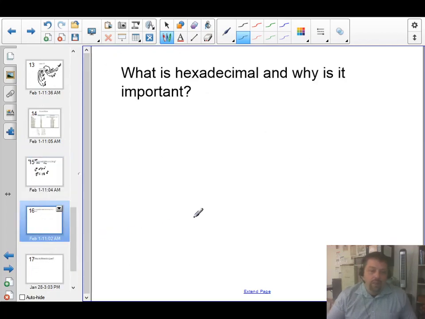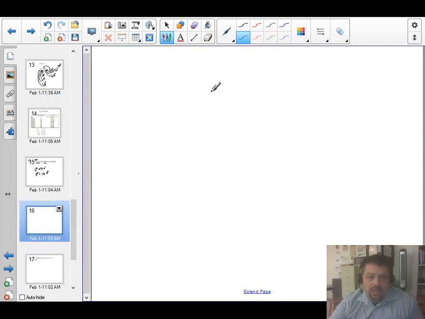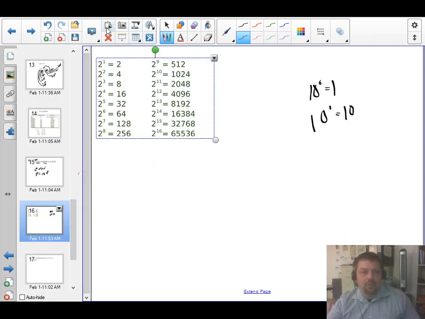Okay, so what is hexadecimal and why is it important? Well, this goes to a fundamental difference between binary and base 10. Before I can explain this to you, you have to understand why base 10 is terrible at being encoded into binary or encoding binary values. So you've got powers of 10. 10 to the 0 equals 1. 10 to the 1 equals 10, and so on down the line. And then we've got that powers of 2 chart.